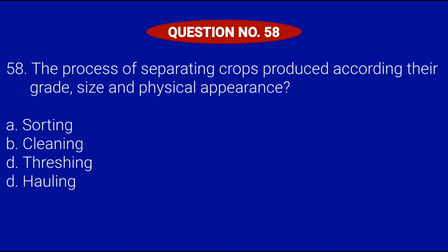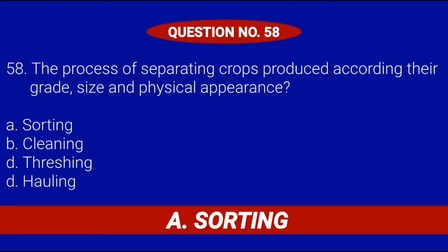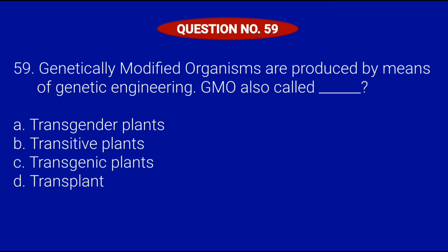Question number 58. The process of separating crops produced according to their grade, size and physical appearance. Letter A. Sorting. Letter B. Cleaning. Letter C. Threshing. Or letter D. Hauling. Correct answer is letter A. Sorting.